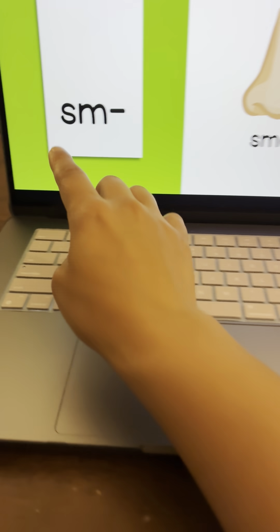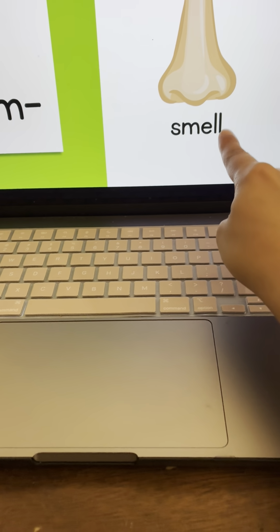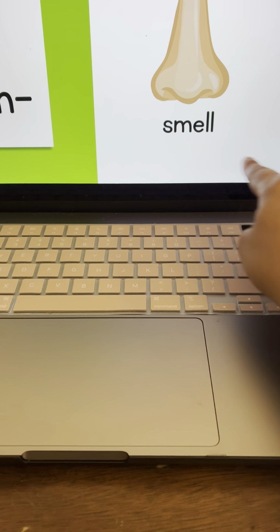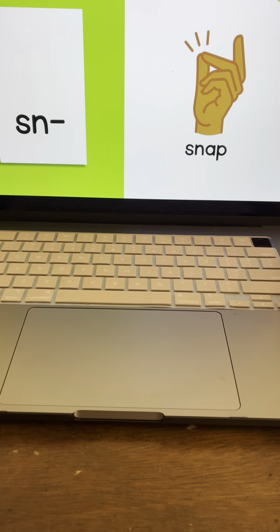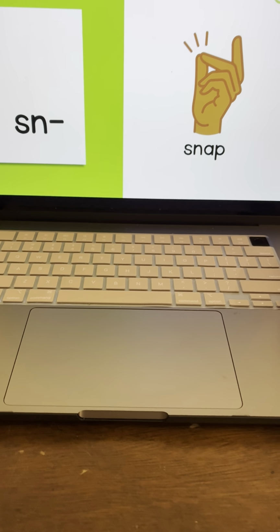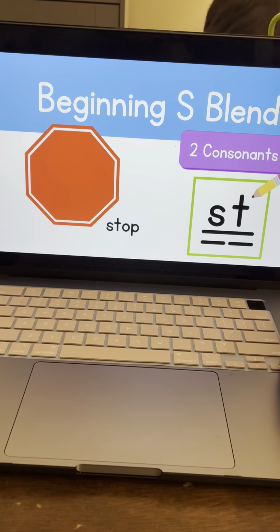Okay, what about this one? Sm, sm, l, smell. Good. What about this one? App, snap. Good, and I'll just keep going. So this was my last word.